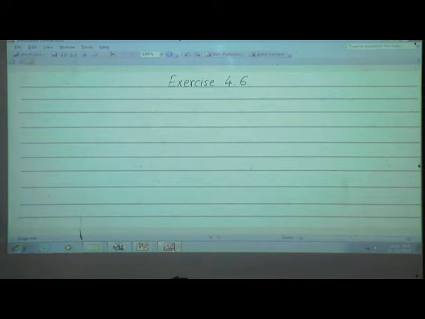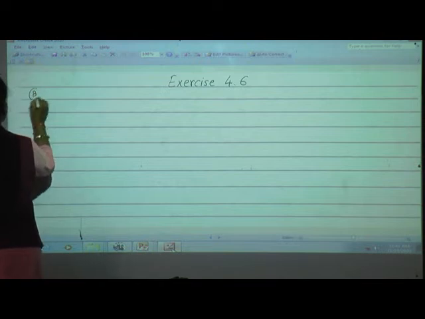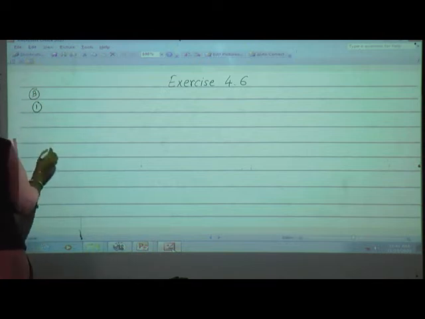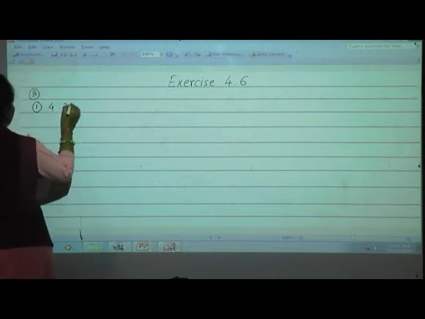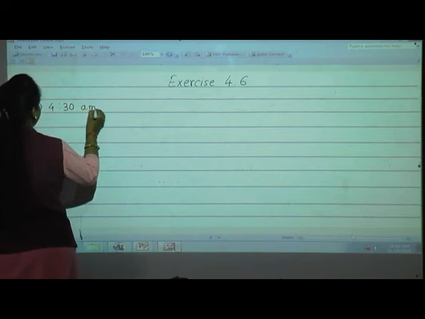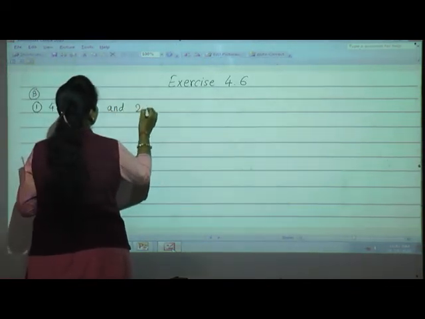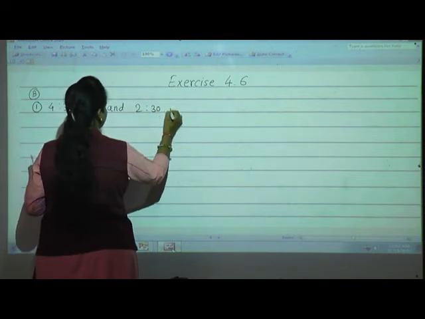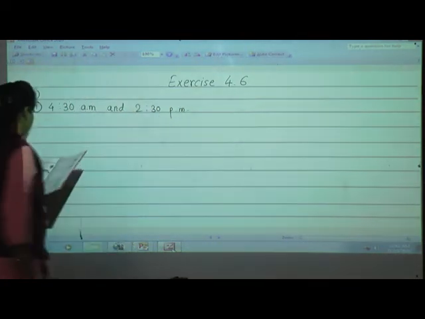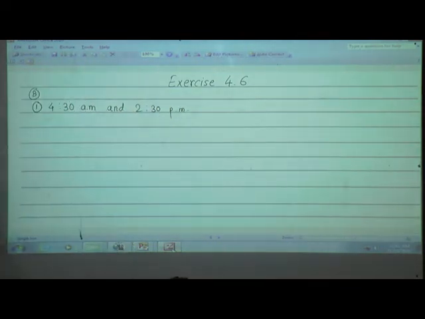Now what is the B question? Find the time interval between the following. Okay. Now first example I'll take for you. First one, 4:30 a.m. and 2:30 p.m. Now see, here also they have given one time in AM and one time in PM.